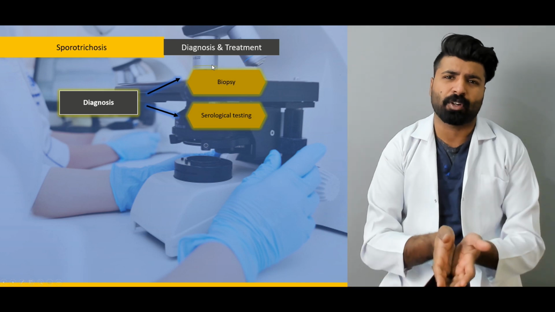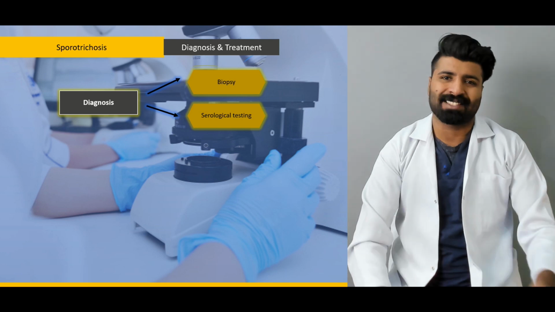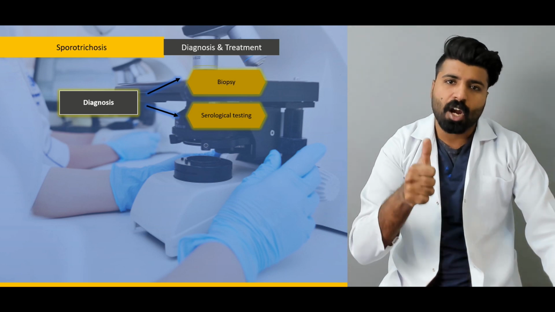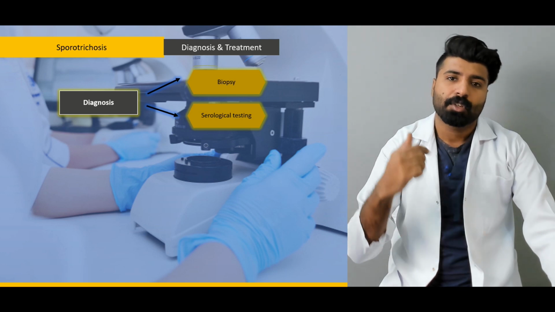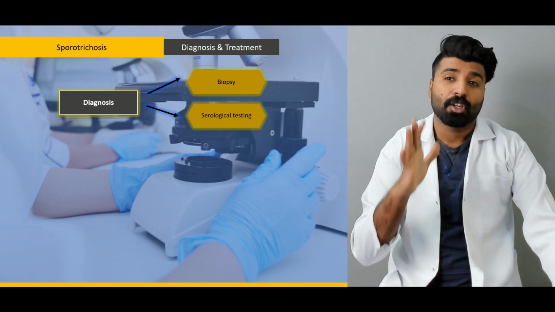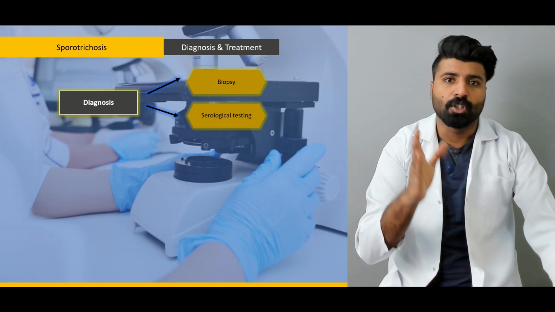You don't know that it's sporotrichosis. You don't know it's a fungal infection. You will do all the baselines. And what are those baselines? You will start from your complete blood picture. You'll start from your hemoglobins. You'll start from your WBCs. You'll know what kind of infection it is. You'll see the neutrophil count, the leukocyte count.